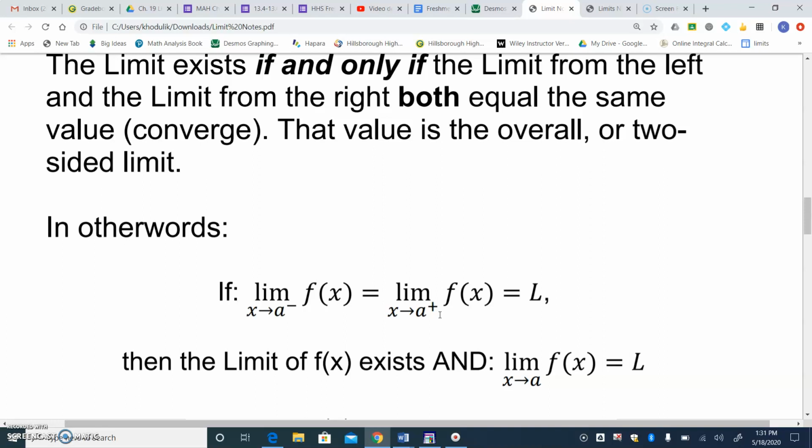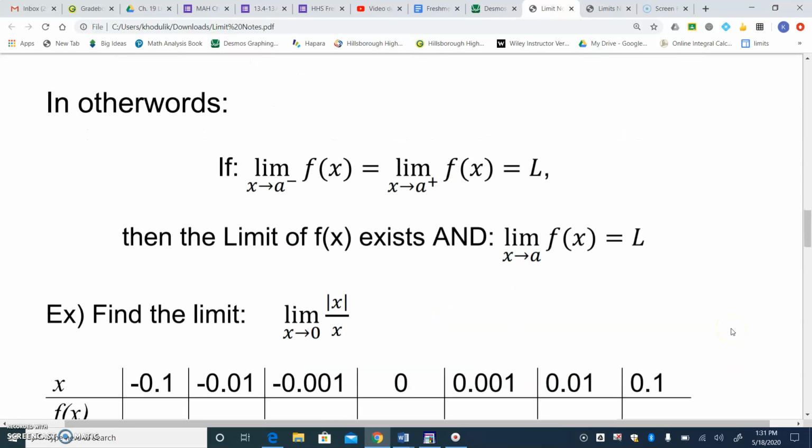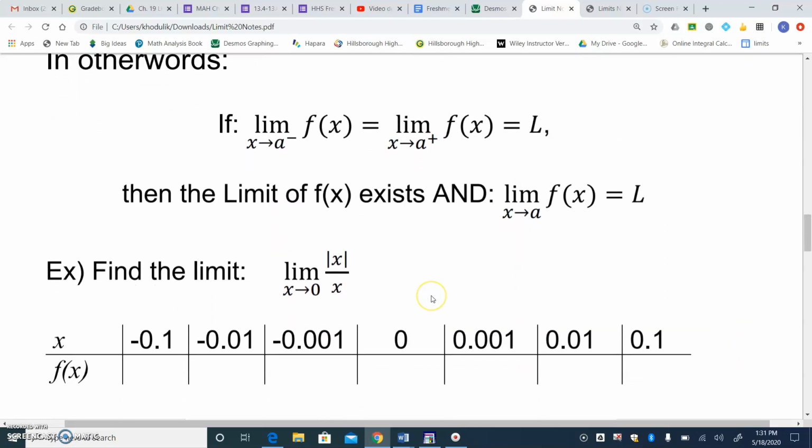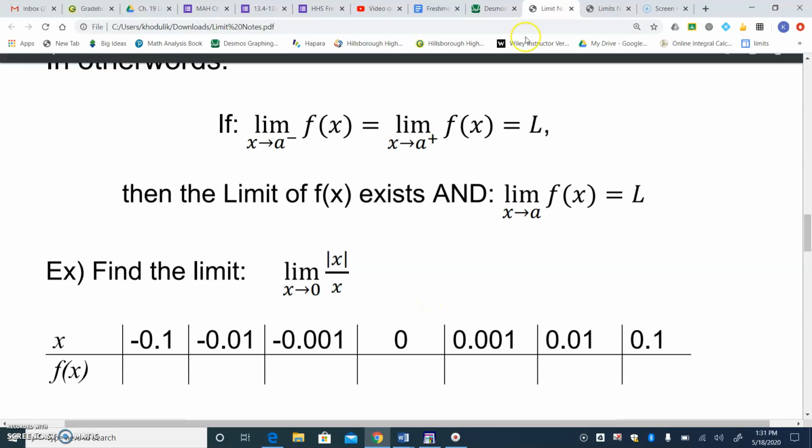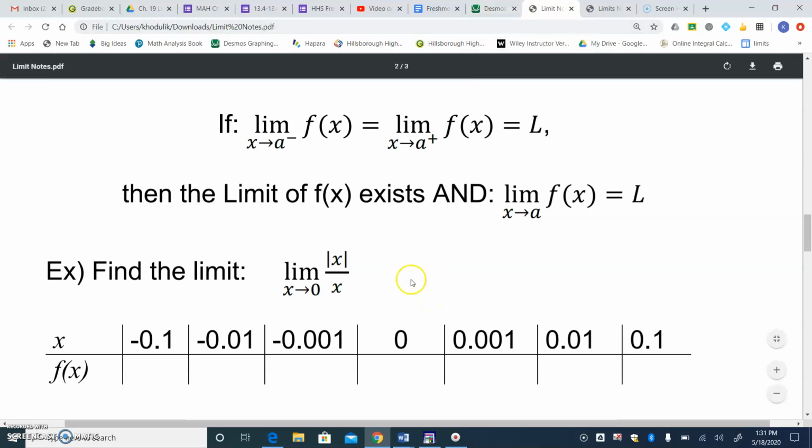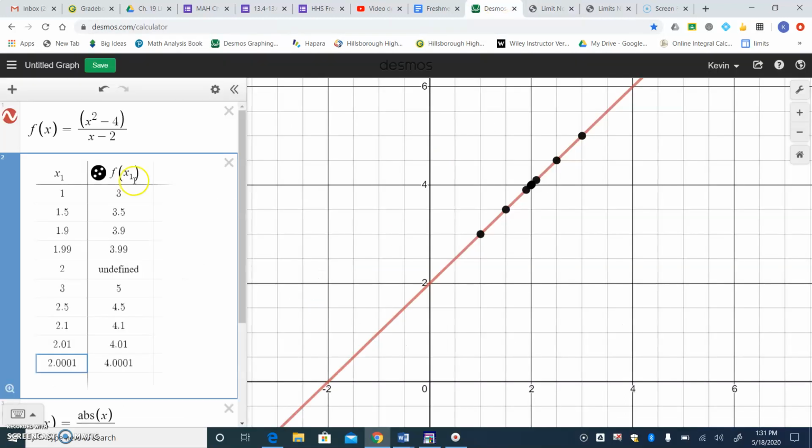Well, if those two one-sided limits equal each other at some number, that number is the overall limit, and we can write it as the limit of a function without any of those superscripts. Okay? So let's see another example. I'm going to take a look at something where we see something different happen. So I'm going to take the limit as I get close to 0 of the absolute value of x divided by x.